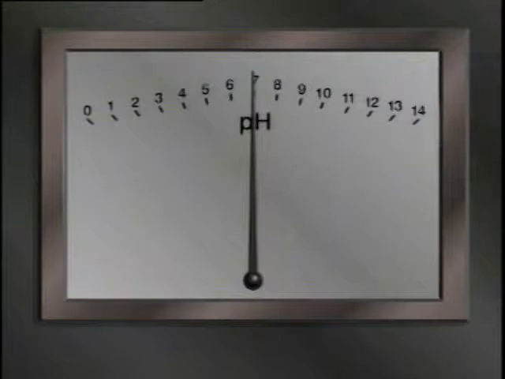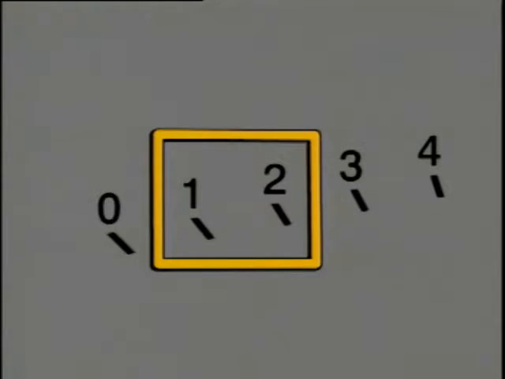Now, one thing to remember about the values on a pH scale is that they can be misleading if they're taken at face value. That's because between any two adjacent numbers on the scale, the concentration of ions changes by a factor of 10, not by a factor of 1. For example, a solution with a pH of 1 has 10 times more hydrogen ions than a solution with a pH of 2.